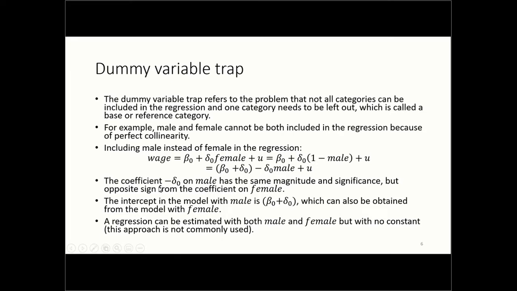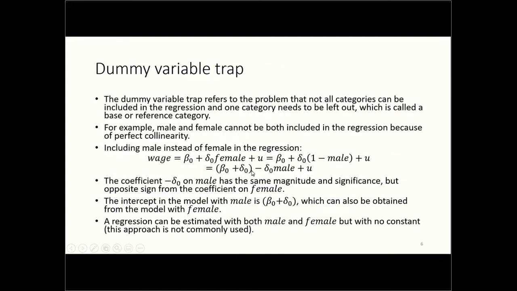So here, what would happen if we include male instead of female in the regression? This was our original model that had female as an independent variable. What would happen if we substitute female with 1 minus male right here, and then we open the parentheses? We would collect the intercept, and the coefficient on male would be this times the minus sign, so it'd be minus delta 1. So this coefficient, delta 0 hat on male, would have the same magnitude and significance as the coefficient on female, but it would be opposite in sign.